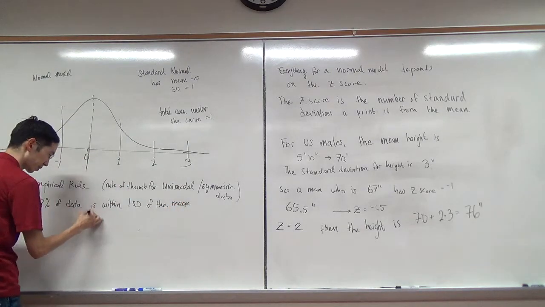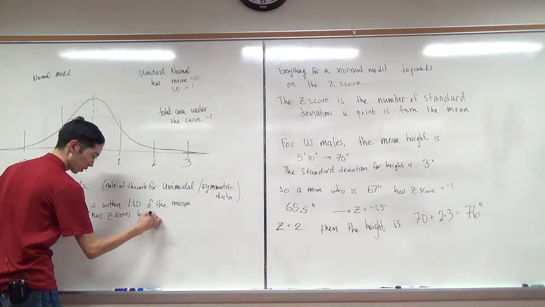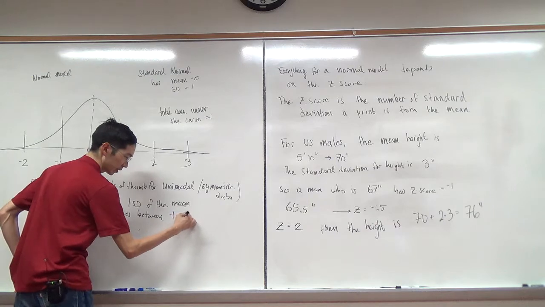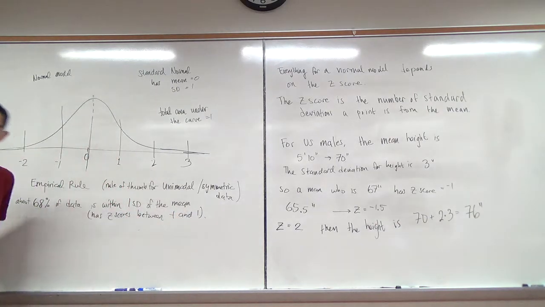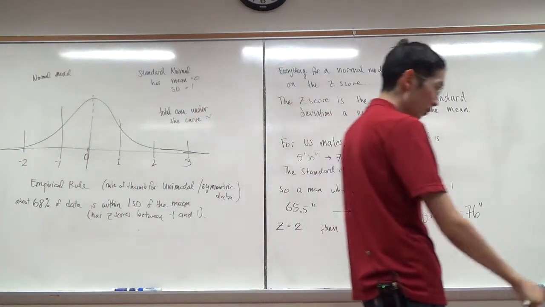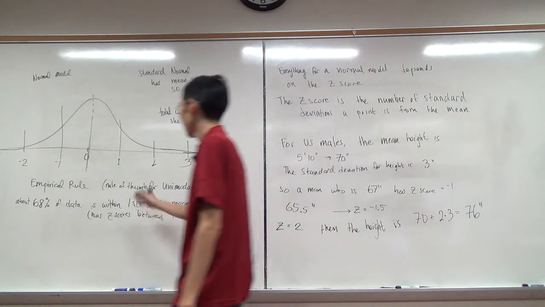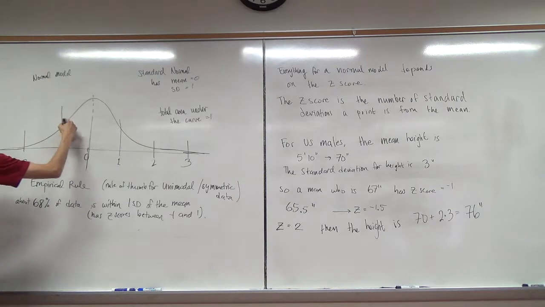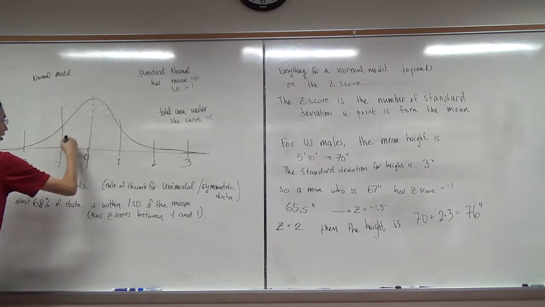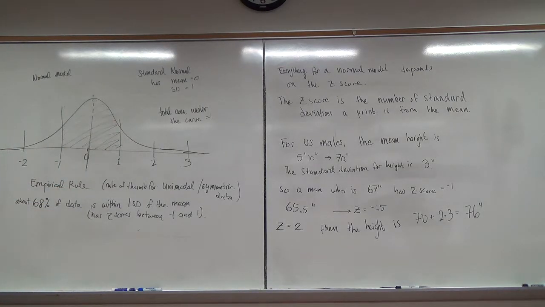or has z-scores between -1 and 1. That's what it means to be within 1 standard deviation of the mean: your z-score is between -1 and 1. If I were to shade everything between 1 and -1 here, that would represent about 2/3, 68% of the total possible area under the curve.